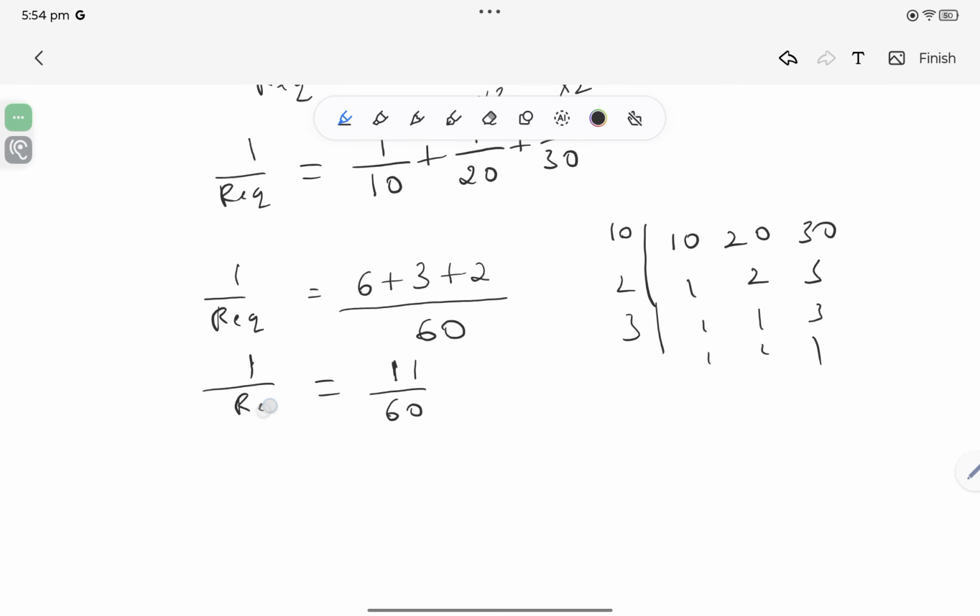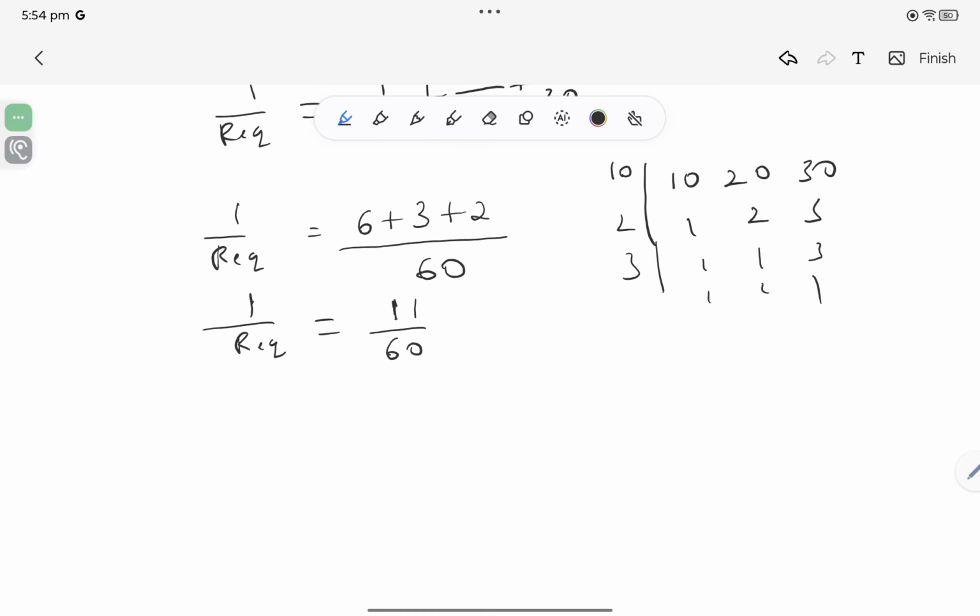1 by R equivalent is 11/60. So R equivalent is equal to how much? In some cases you will take R equivalent is equal to 11/60. Most of you make this same mistake. But what is this? It's the reciprocal of R equivalent. So you can multiply: 60 into 1 is equal to R equivalent into 11. So R equivalent is 60/11, you reverse it.